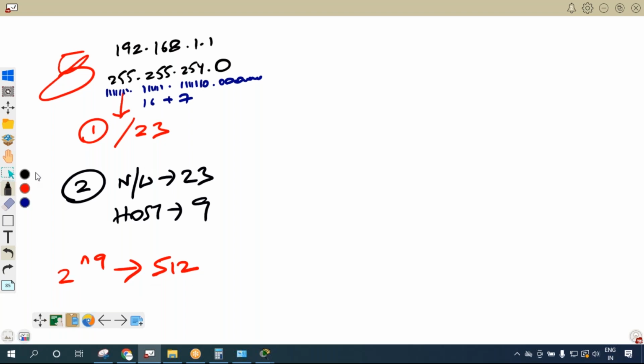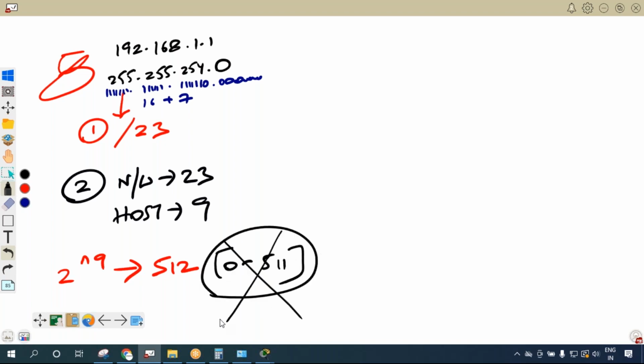Now my dear friends, 2 raised to 9 is 512. Okay, what will I do now, 0 to 511 will be this? No, in this case from slash 23 that was fine, from slash 24 it is fine, not beyond that, not upper side, it does not work like this. Because your limit of 8 bit is from 0 to 255, so how can you put 256 IP? It is not possible. 512 IP, 511 IP, it is not possible.